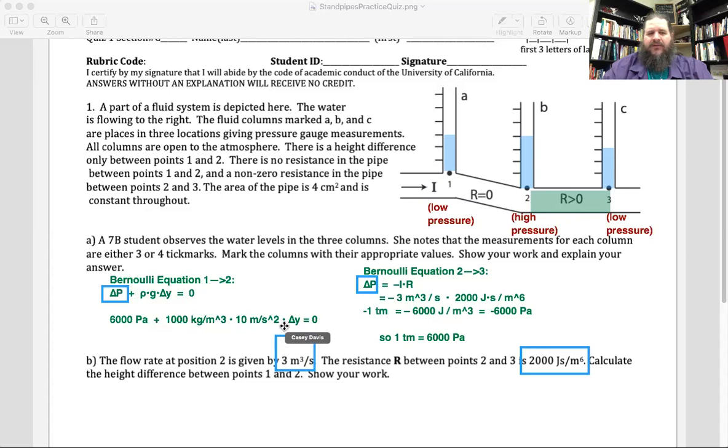So at that point, you can now solve that for delta Y and get something like 0.6, I think? Yeah, it should be about 0.6 meters. So that means from 1 to 2, there's a height drop of 0.6 meters. Any questions on that? Or any other questions about this quiz or more generally standpipes or pressure?